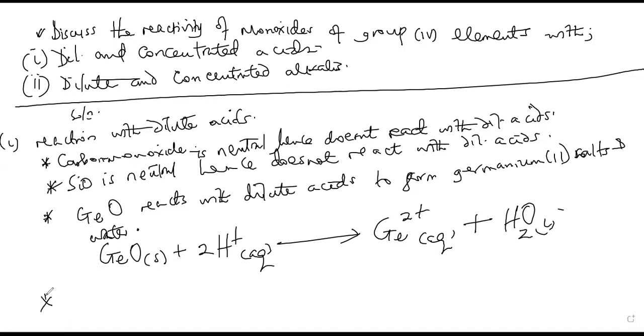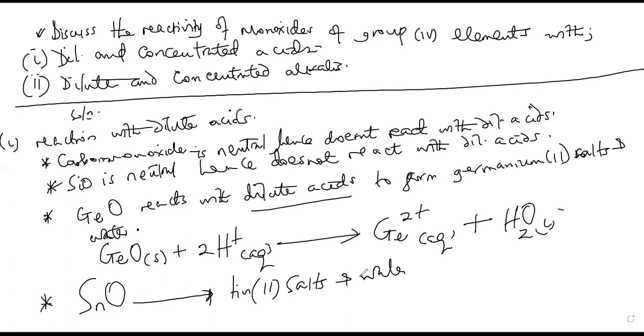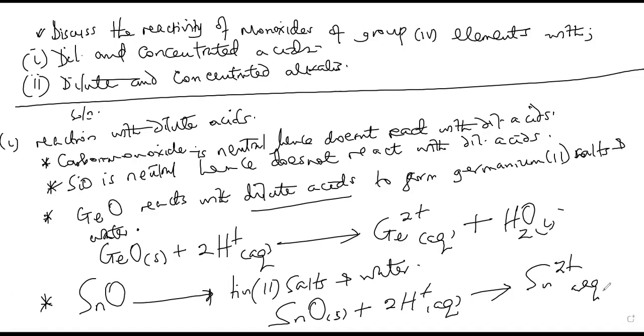Tin, the monoxide of tin, what we call tin 2 oxide, also does the same. It reacts with dilute acids to form tin 2 salts and water. So tin 2 oxide plus an acid forms the tin 2 salt and water in a liquid state. This is simply how the monoxides react.